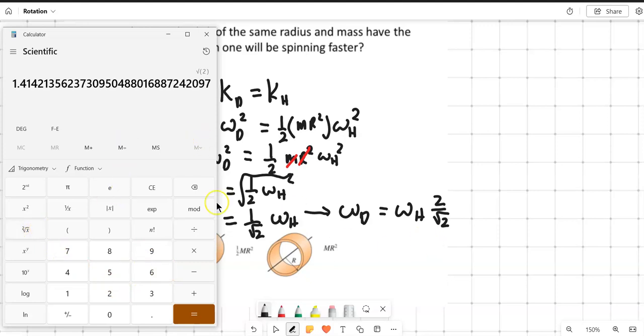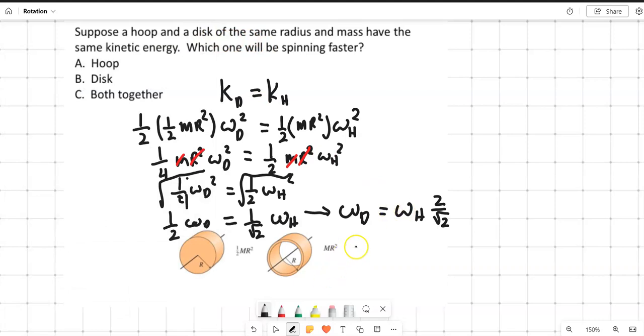So square root of 2 on the bottom is going to be 0.707. I'm going to multiply that by 2, and that's going to be equal to 1.41. Okay. So here's what this is saying. Omega sub d is going to be equal to 1.41 times omega sub h.